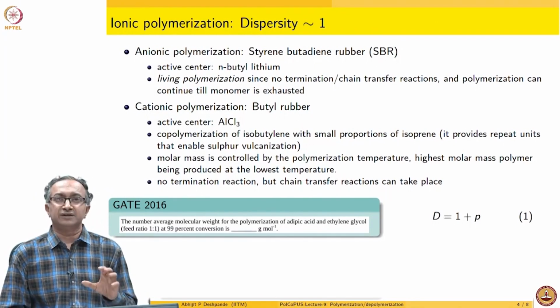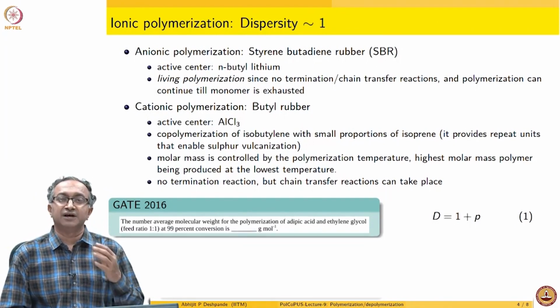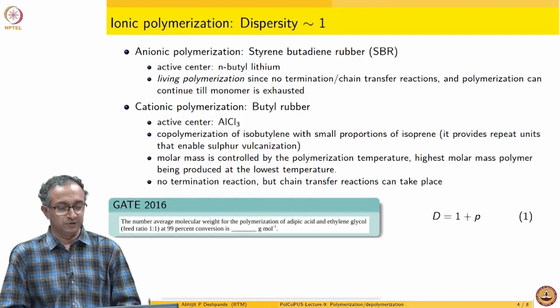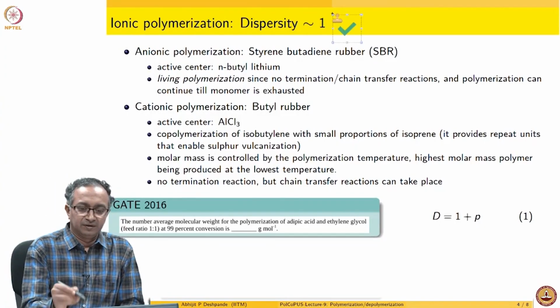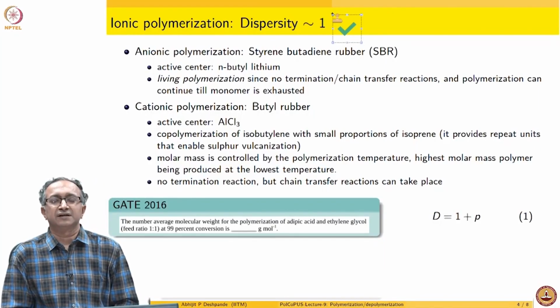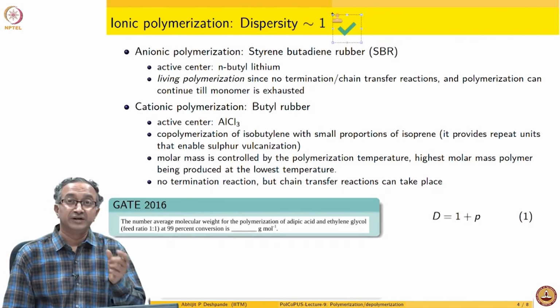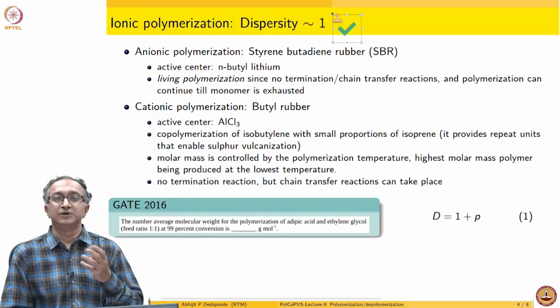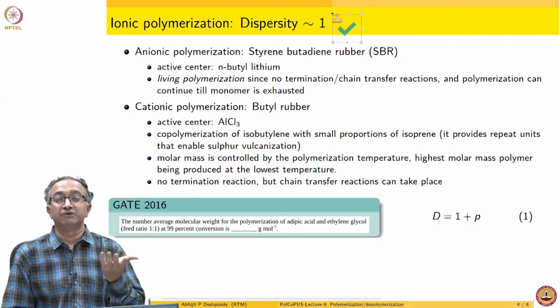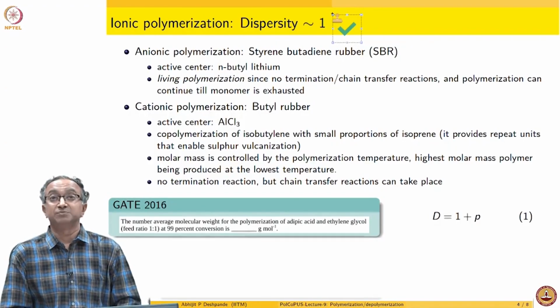So we'll just look at ionic polymerization before we start looking at new ways of thinking about polymerization. The advantage of ionic polymerization is that the dispersity, which is the ratio of weight average molar mass to number average molar mass, can be close to 1, 1.05, 1.07, 1.1. Such polydispersity indices are possible when we use ionic polymerization. And this is commercially exploited also.